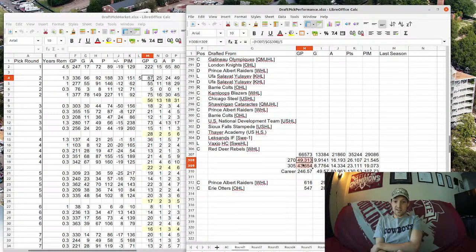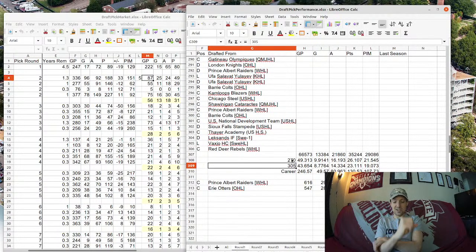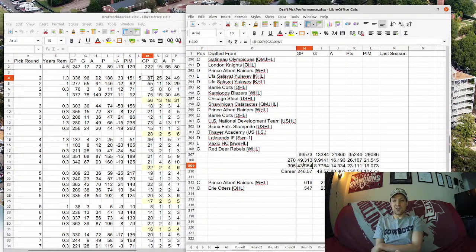So between the two, players that made the NHL and total players, including those that didn't make the NHL, that kind of gives you, I guess, maybe a range of expected annual performance. So that's kind of the rationale behind those calculations.